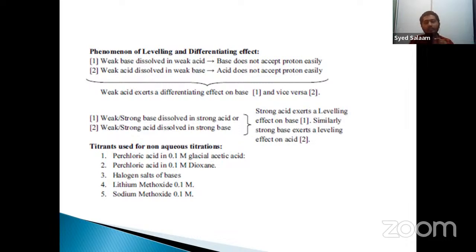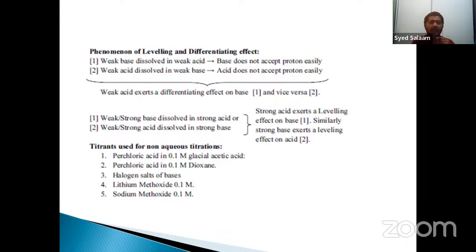Similarly, if you take a strong base dissolving a strong acid, it would level it up. Strong acids exert a leveling effect on bases. Similarly, strong bases exert a leveling effect on acids. So this is the reason for leveling. When you have a mixture of weak acid and weak base, we need to level that up.